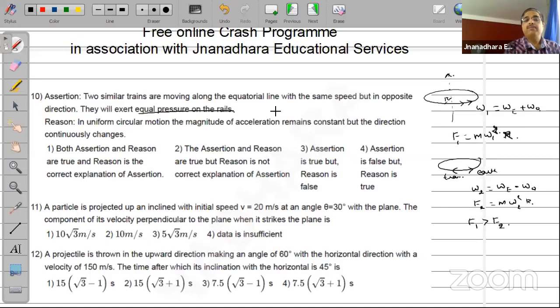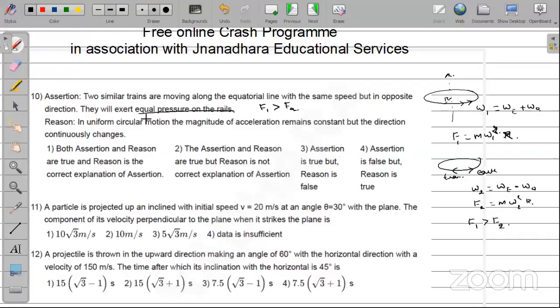So hence, my assertion seems to be false. F1 is greater than F2. Assertion is false. In which option do you have assertion being false? Fourth option. Okay, let us see.